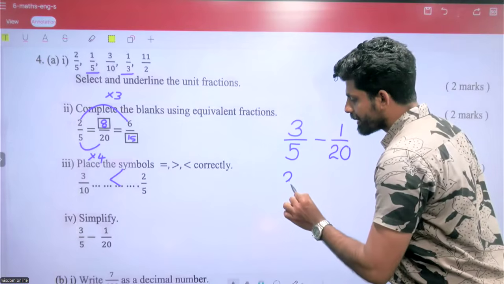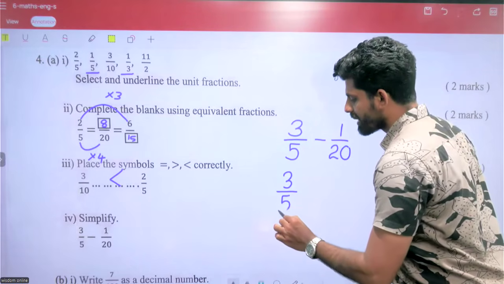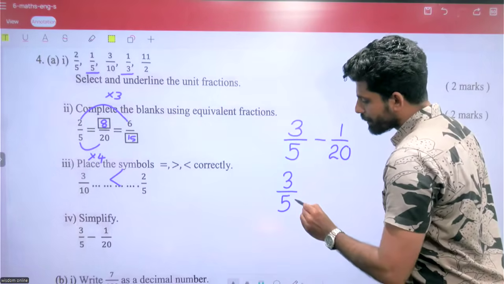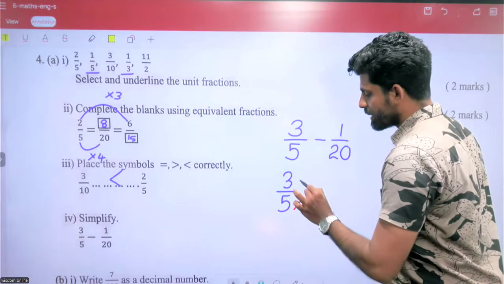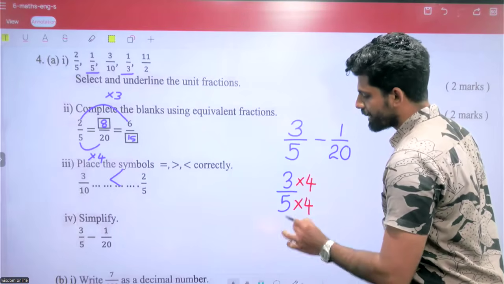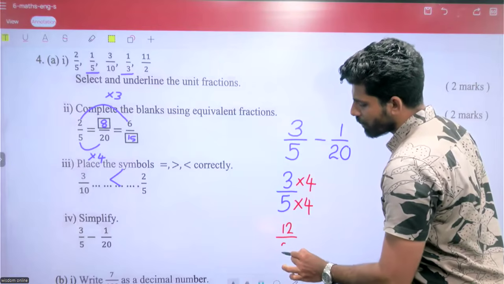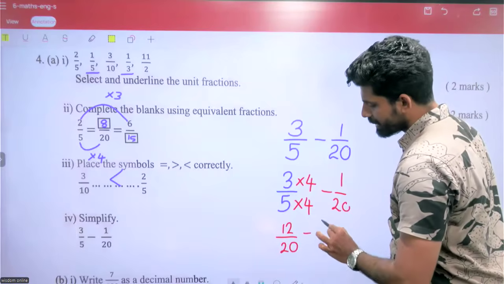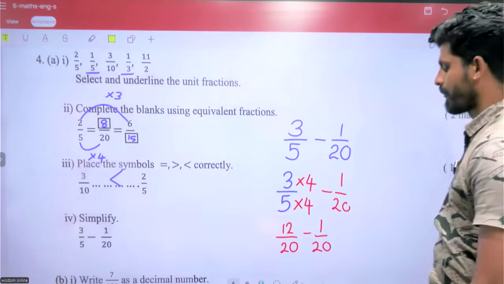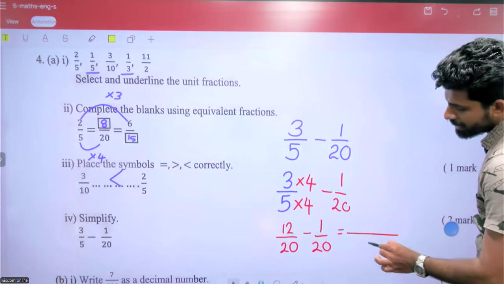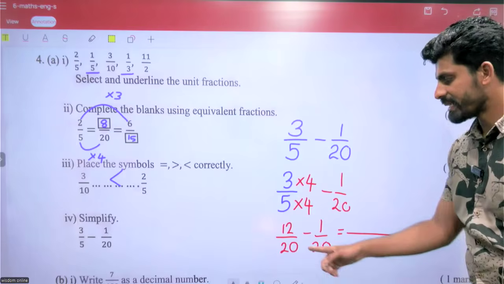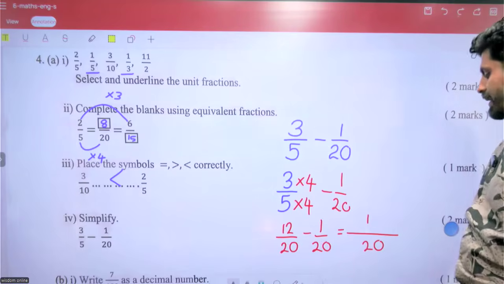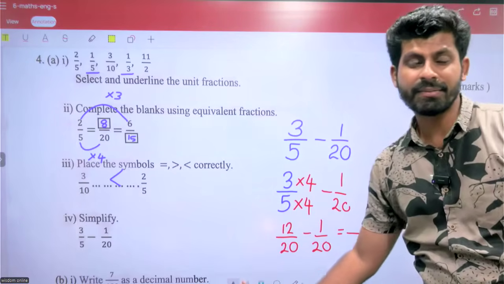That means 3 over 5. How to convert 5 to 20? Multiply by 4. This one also multiplied by 4. 3 times 4, 12. 12 over 20 minus 1 over 20. 20 is the common denominator value. That means 12 minus 1. Right? What is the answer?